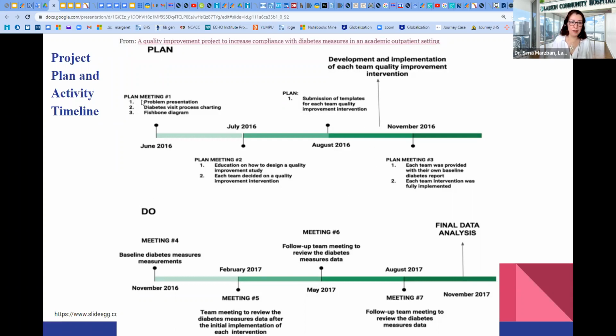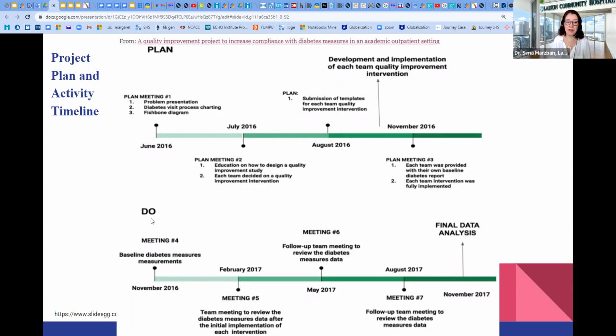For example, plan a meeting first for problem presentation, diabetes visit process charting, fishbone diagram. The other part, submission of templates for each team quality improvement intervention. The other key date, education on how to design a quality improvement study. You see, they are planning, the team plans for key dates and key steps and milestones of the quality improvement project.